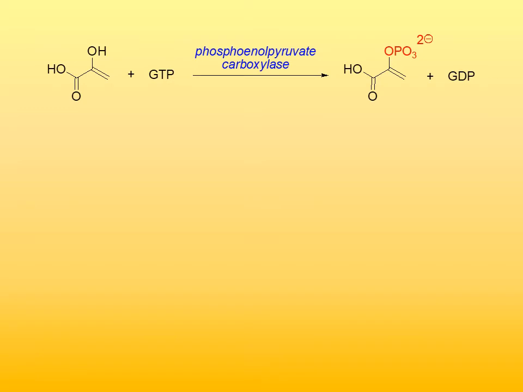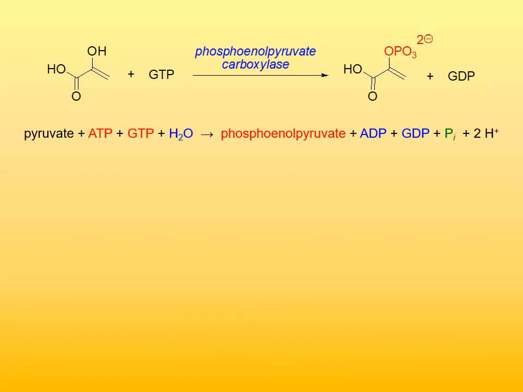And actually it's that enol that is trapped as phosphate. So the enol reacts with GTP, and the product is the corresponding phosphate, phosphoenolpyruvate. So the overall reaction is pyruvate reacts with a molecule of ATP, a molecule of GTP, and a molecule of water. Products are phosphoenolpyruvate, molecules of ADP, GDP, inorganic phosphate, and 2 protons.